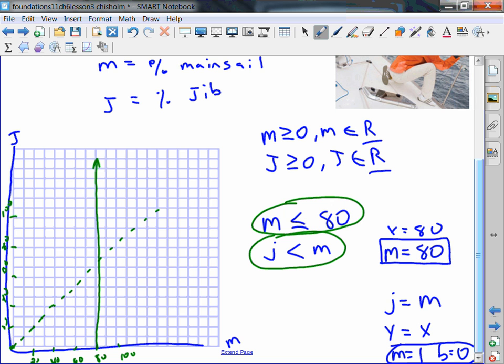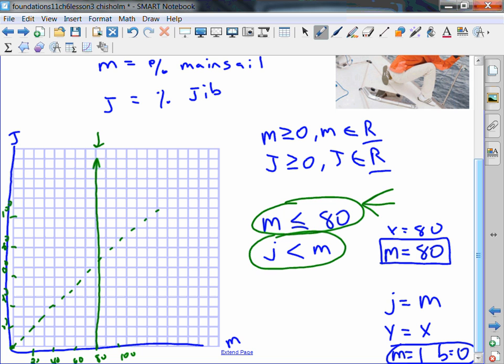For our shading, for this one, M has got to be less than or equal to 80. Anytime you have a vertical or horizontal line, the shading is really easy. M has got to be less than or equal to 80, so clearly we're going to shade everything that's less than 80. That's going to be to the left of that line right there. So we're going to shade left of that one. Do that all at once.